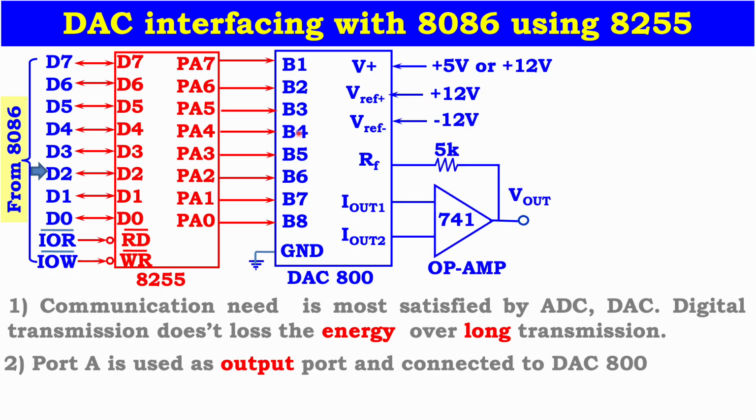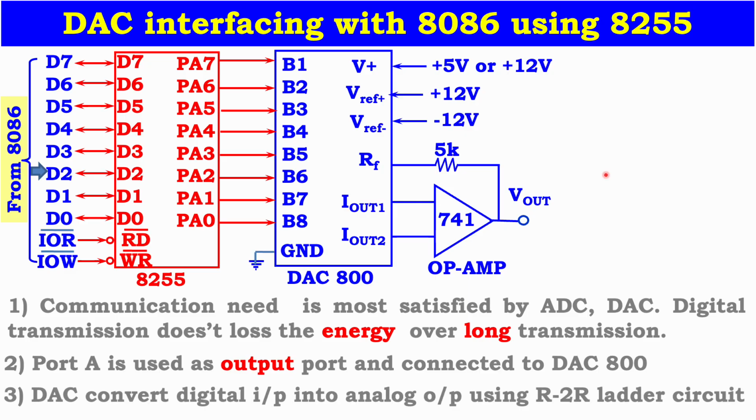The converted signal, which is in analog form, is available where? At the output terminals I out 1 and I out 2. By using an op amp, the current signal is converted to a voltage signal, and that can be used for any operating device at the output side, such as a mobile, TV, or any apparatus. So this is the entire interfacing of a DAC for the given input digital signal, converted to the output signal.